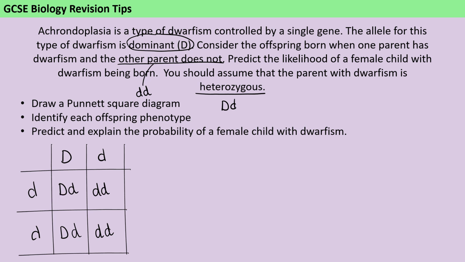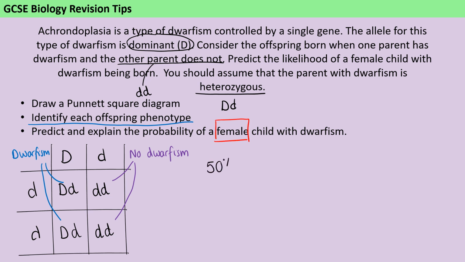So I've drawn my Punnett square diagram, and next I need to identify each offspring's phenotype. So in other words, what is the expressed characteristic? What can we actually see about them, not just what's going on in their genes? So since dwarfism is dominant, it's the 2 offspring on the left-hand side which have dwarfism. And on the right hand side we have offspring with no dwarfism. And next we need to predict and explain the probability of a female child with this type of dwarfism.